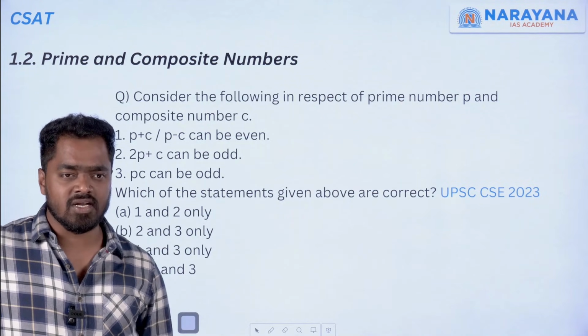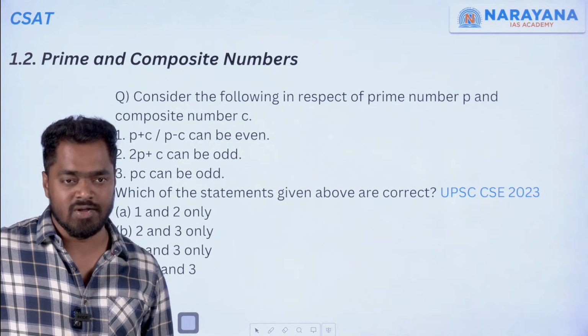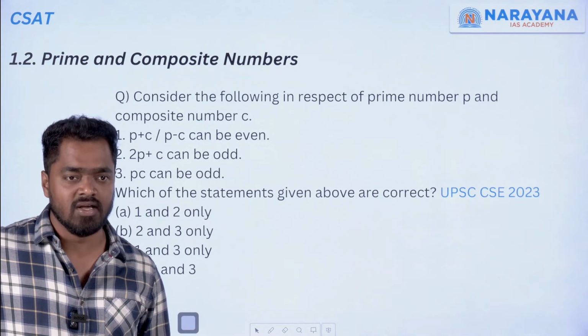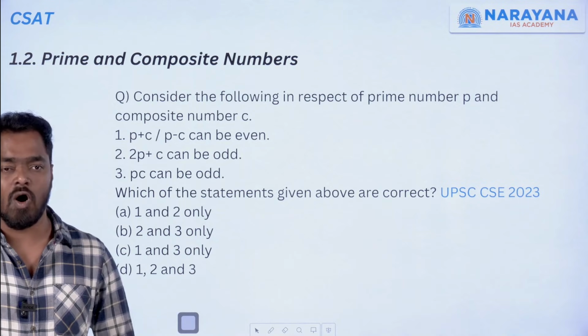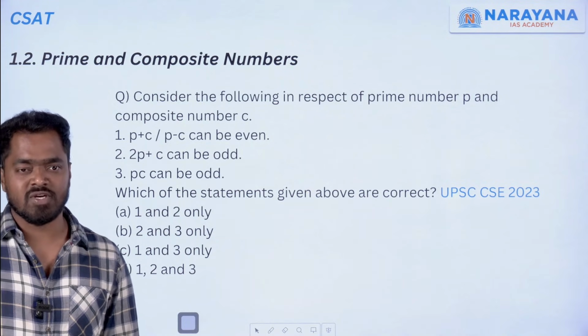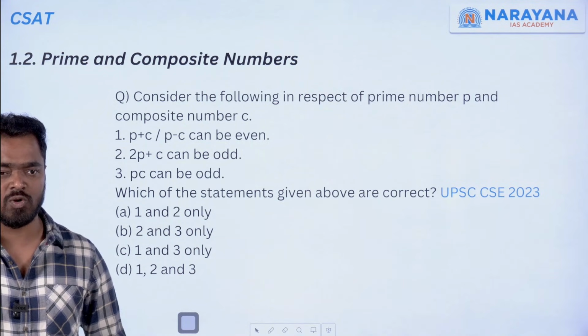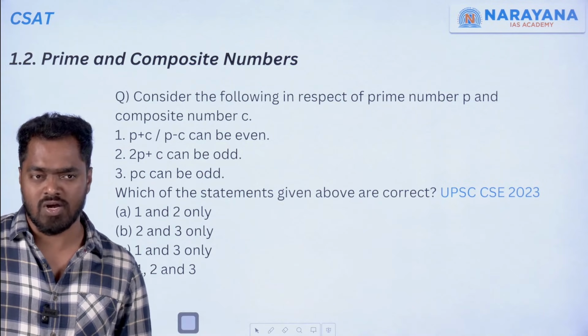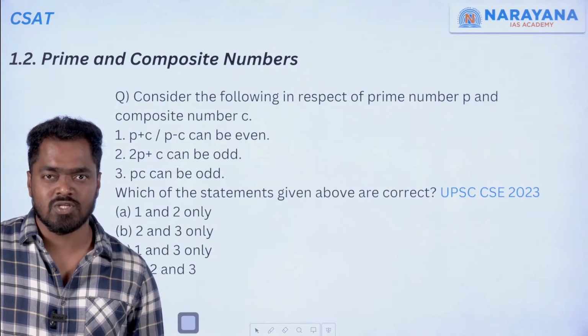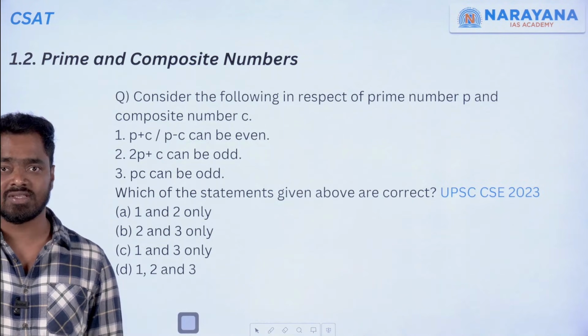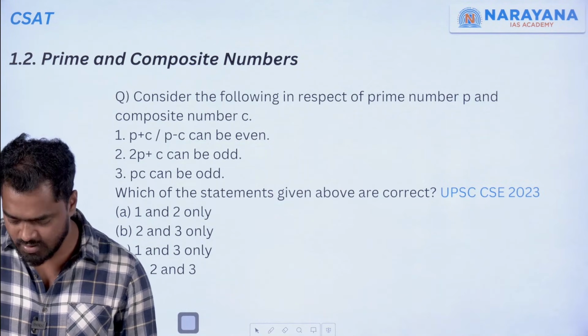The second statement reads: 2P plus C can be odd. So here also again possibility. And PC can be odd. So which of the statements given above are correct? 1, 2 only; 2, 3 only; 1, 3 only; 1, 2 and 3. So try to attempt this question. This was asked in the 2023 paper, a very recent one.